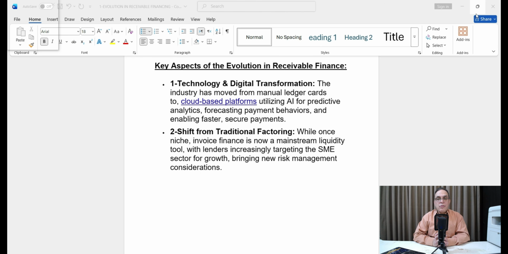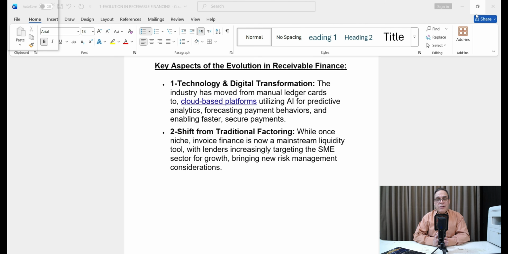Key aspects of the evolution in receivable finance. 1. Technology and digital transformation. The industry has moved from manual ledger cards to cloud-based platforms utilizing AI for predictive analytics, forecasting payment behaviors, and enabling faster, secure payments.